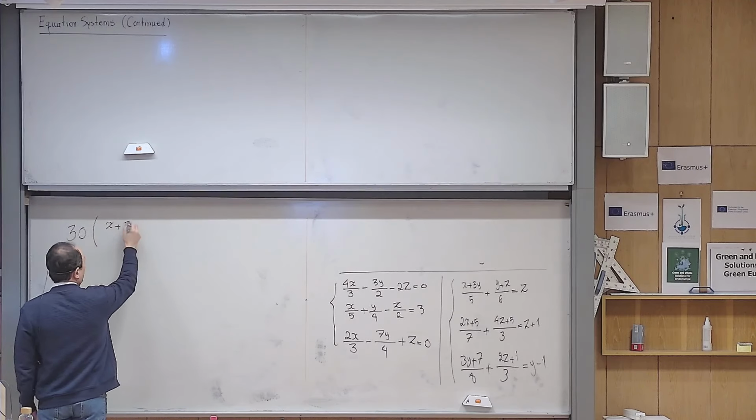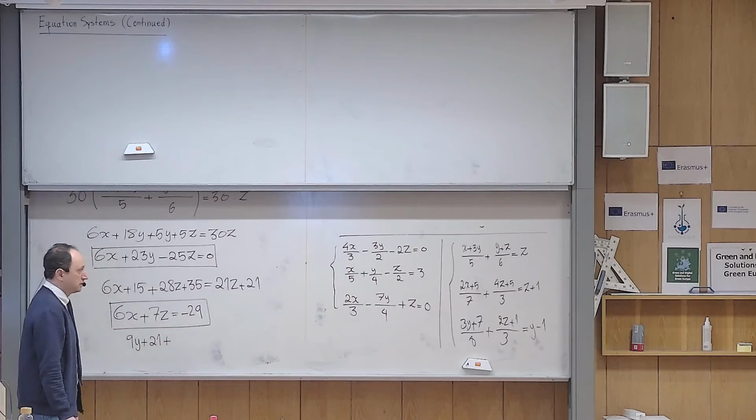Let us do the other one in our head. I should multiply by what? 24. Do it in your head. 24, what happens for the first one? 24 that I am multiplying, and this 8 will be simplified to 3. 3 will be multiplied. So it becomes 9y plus 21.